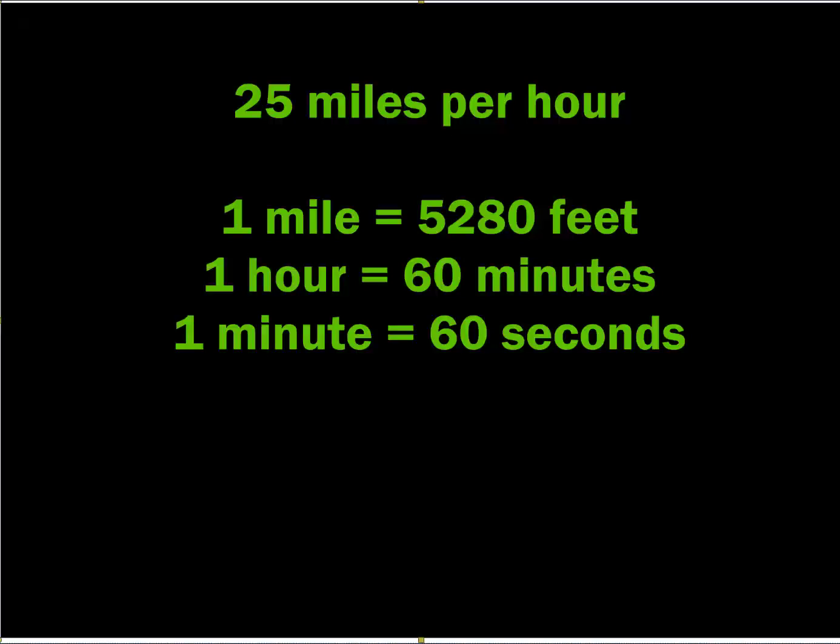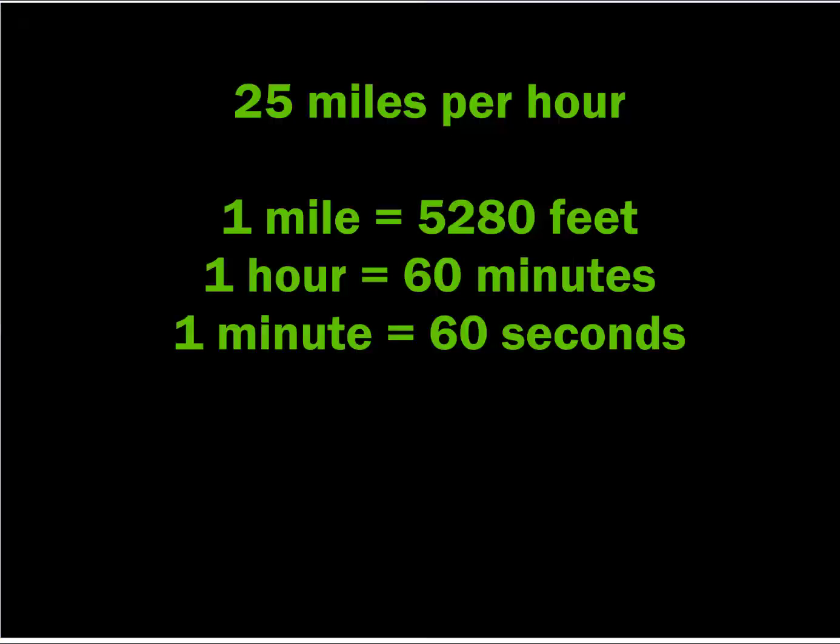Okay, so here's our conversion factors. We need quite a few of them in order to get from miles per hour to feet per second. So if we start with miles per hour, we need feet and we need seconds, but we're also going to need minutes in order to get from hours to seconds. So 1 mile is equal to 5,280 feet. 1 hour is equal to 60 minutes. 1 minute is equal to 60 seconds. So let's go ahead and get started here.